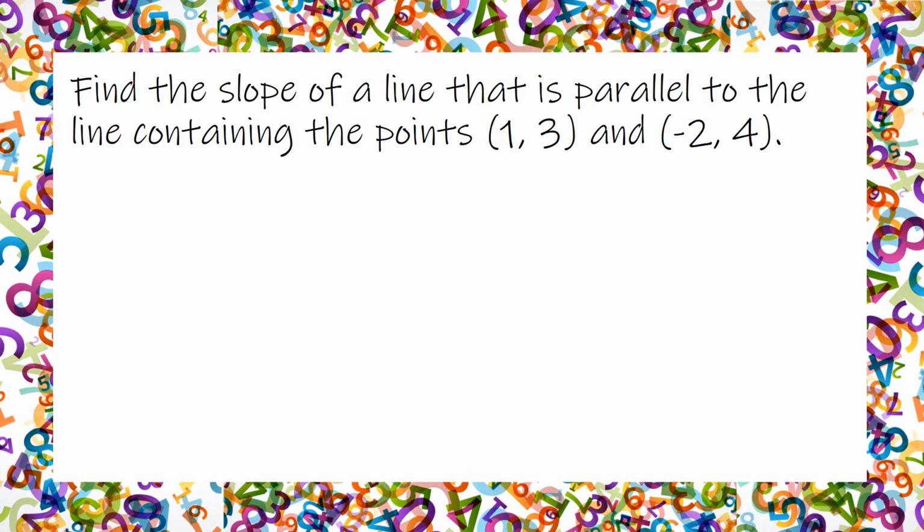Find the slope of a line that is parallel to the line containing the points (1, 3) and (negative 2, 4). So when we see something that is parallel, that means it has the same slope. So all this is asking me to do is find the slope of the line with those two points. So I'm going to do the same thing. I'm going to label it x1, y1, and x2, y2.